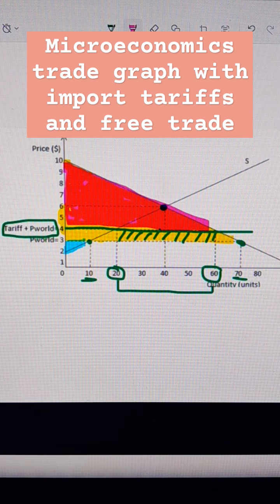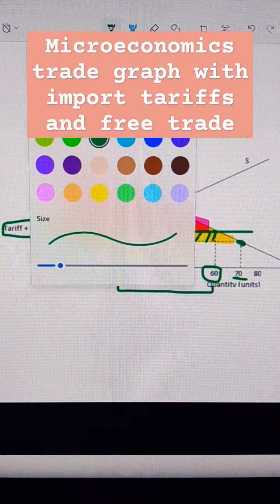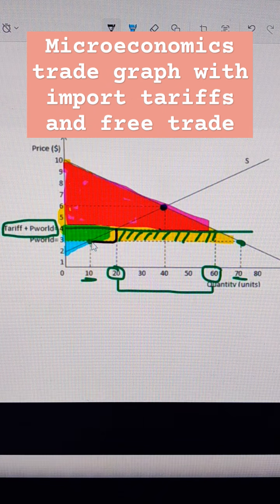And then the producers are now going to produce domestically a little bit more. And so it's going to be this blue and green. They're going to gain that. And then what we lose is this part right here. That's like gone from producer and consumer surplus, and we lose this part right here. So those two added together become the deadweight loss.